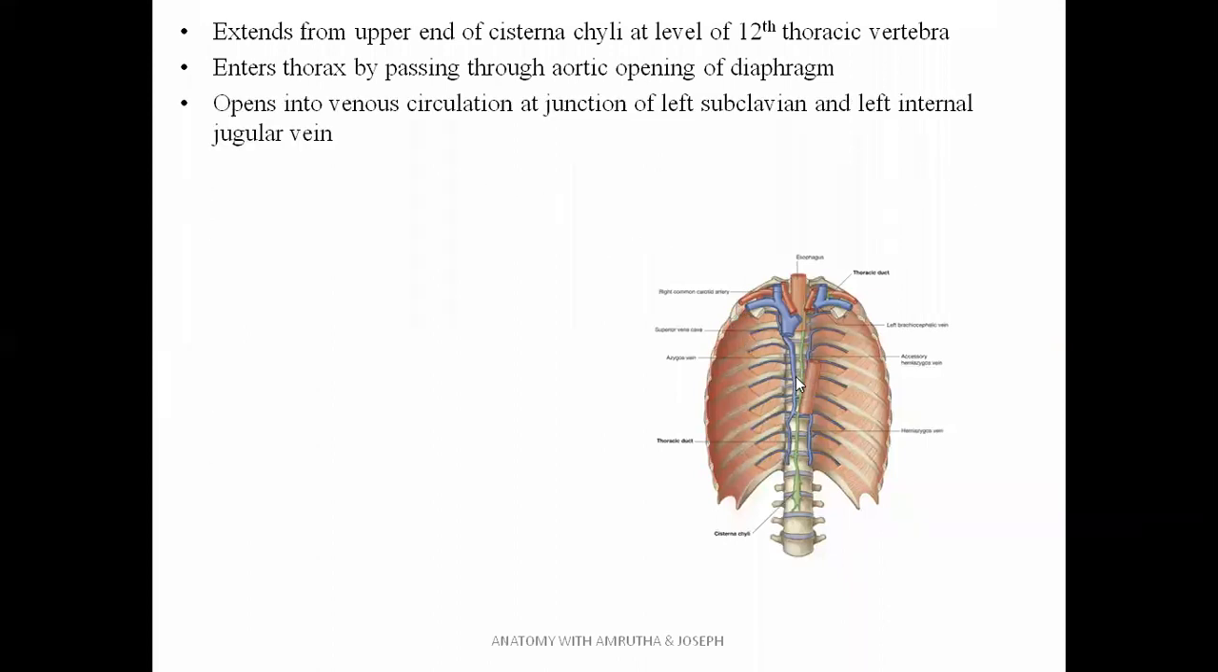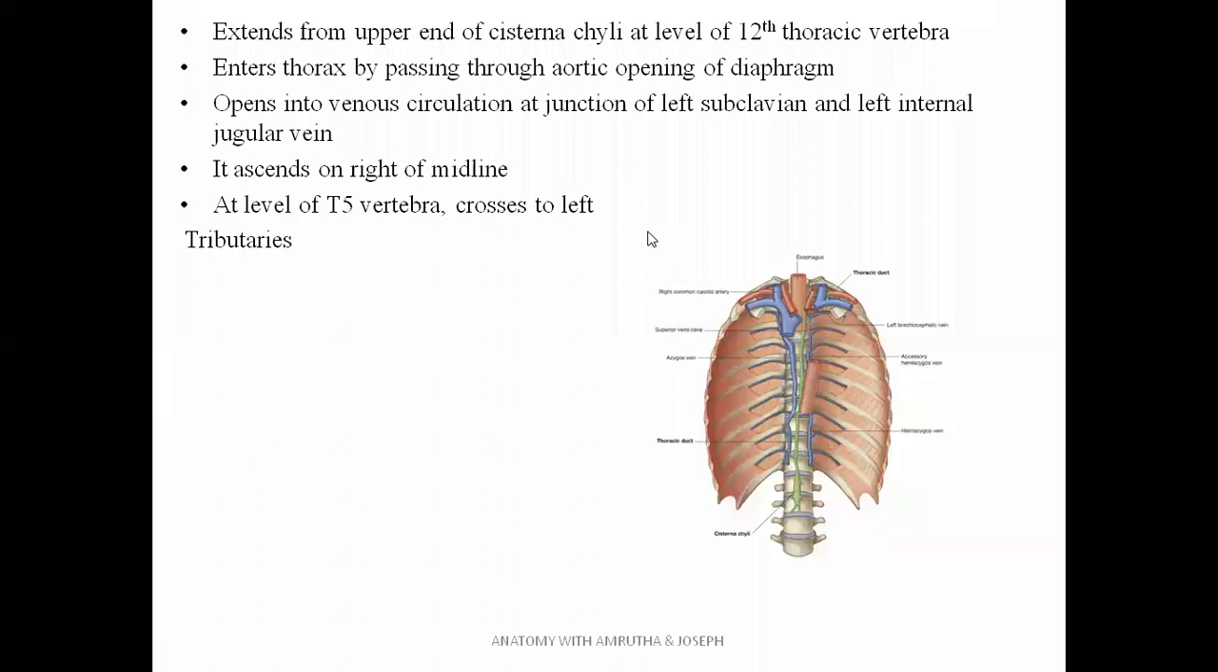It opens into the venous circulation at the junction of the left subclavian and left internal jugular vein. This is the left internal jugular vein and this is the left subclavian vein. At the junction of these two veins, the thoracic duct opens into the venous system. Initially, it is seen on the right side of the midline when it is beginning, but at the level of T5, thoracic vertebra 5, it crosses to the left side.